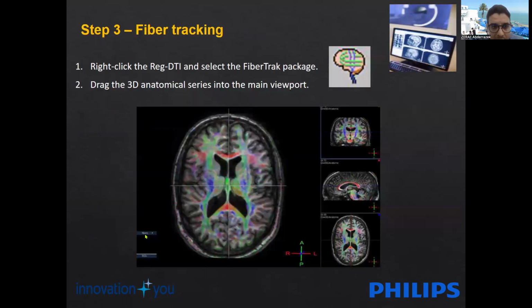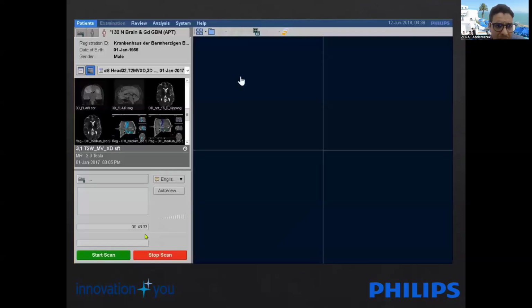Here, step 3, we can also do through the MR system and through the console of acquisition. You can do the fiber tracking by right-clicking on the registered diffusion tensor imaging and selecting the fiber track package with this icon. Then drag this image through your console as a 3D anatomical series into the main viewer. So you can get the diffusion tensor imaging and drag it into your viewer.